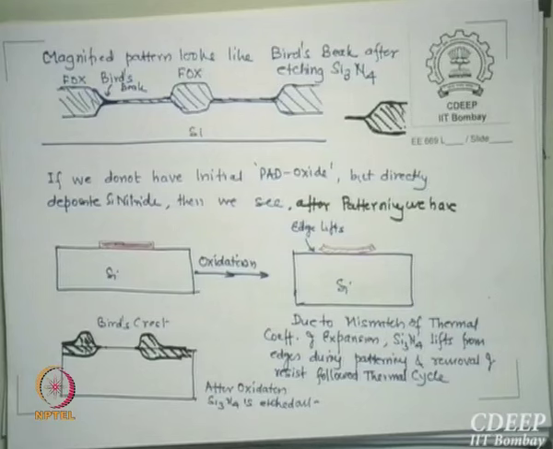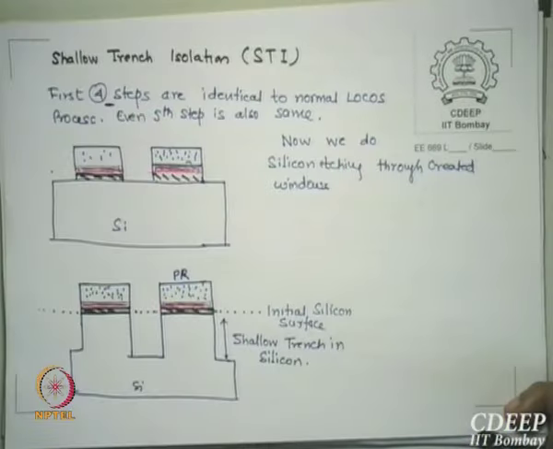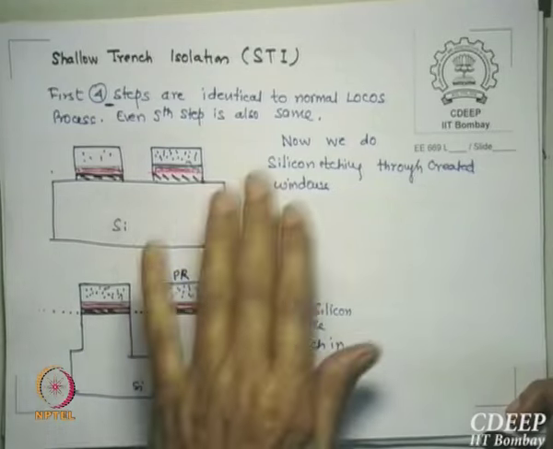So, we are still not done, first implant as well. What we have done so far is only to get the active area where transistors are going to come. Even then it is not over. The other possible oxide isolation is done through what is called shallow trench isolation, called STI. The first 4 or 5 steps are identical to what we did earlier.